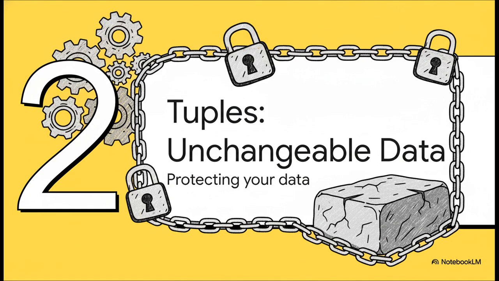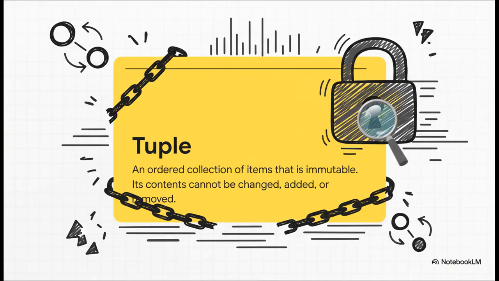Honestly, the best way to think about a tuple is like a list that's been set in concrete. It is your go-to, your secret weapon for any data that cannot, and I mean cannot, ever change. The magic word here is immutability. A tuple is an ordered collection, just like a list. But the second you create it, bam, it's locked down. You can't add to it, you can't take away from it, you can't change anything inside it. And that's not a bug, it's a feature. It's a guarantee that your data stays safe.